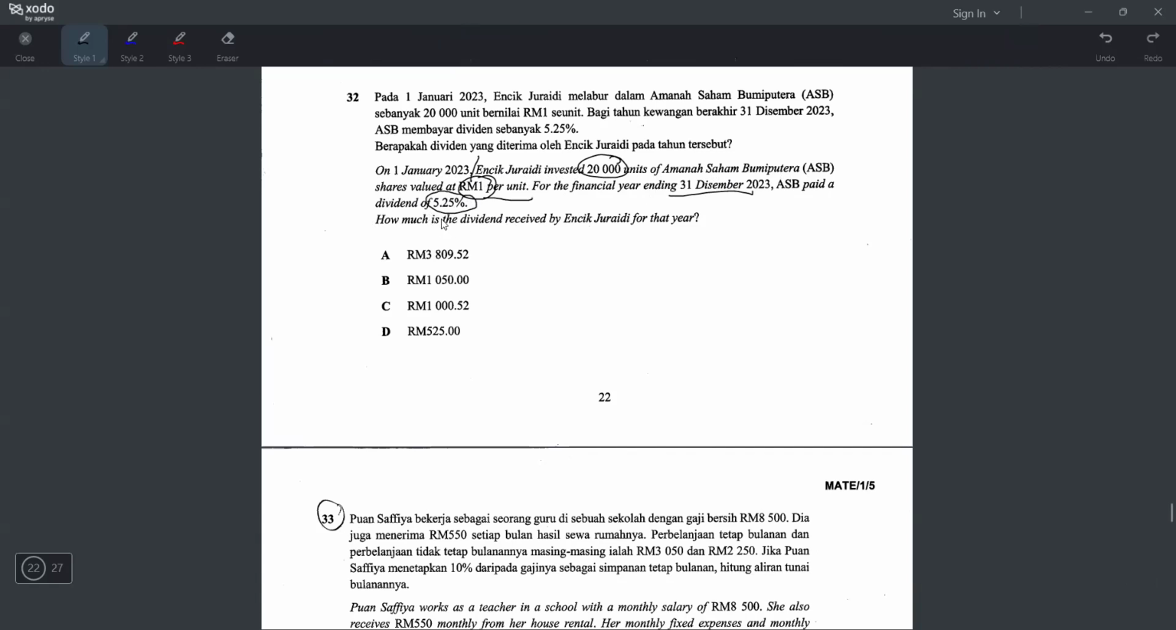They can choose to make it susah. Okay, how they make it susah is they will ask you to find ROI. But this question, they never even ask like that. They just ask for the dividend, which is very easy.